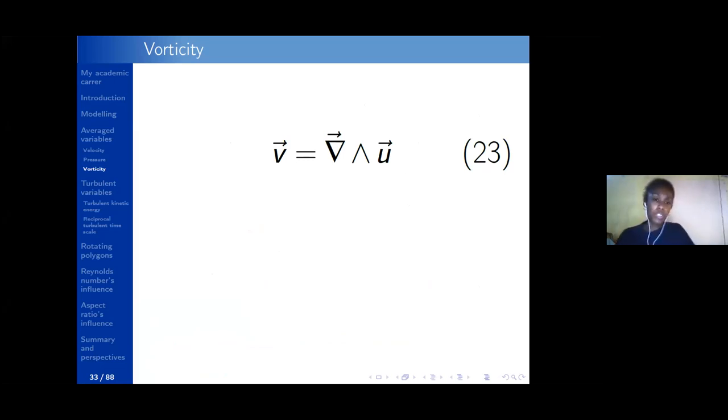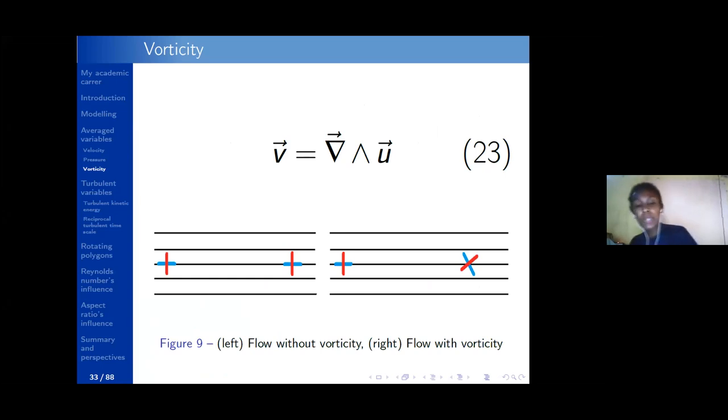Now we are going to see the vorticity. The vorticity is defined as the curl of the velocity. This quantity permits to quantify the rotation in the flow. If the flow doesn't have vorticity, when a fluid particle evolves in the flow, it remains in the same configuration. But when there is vorticity in the flow, the fluid particle tends to rotate.